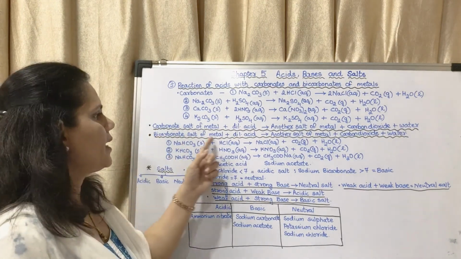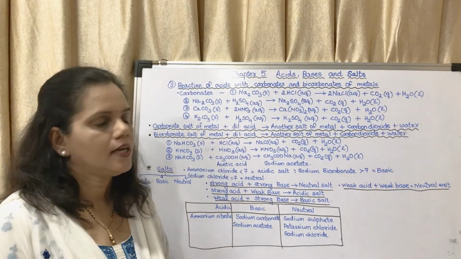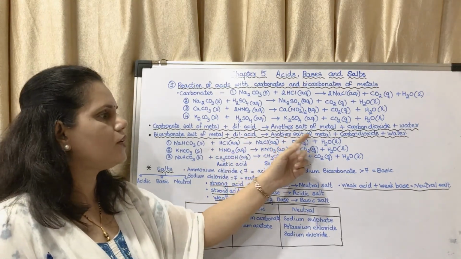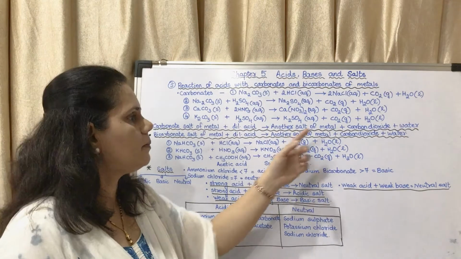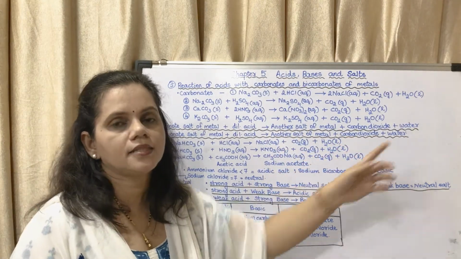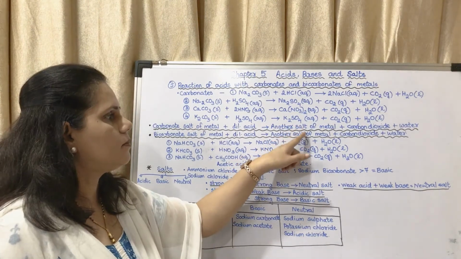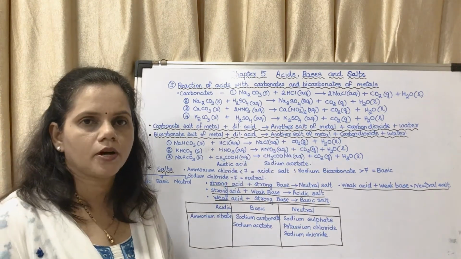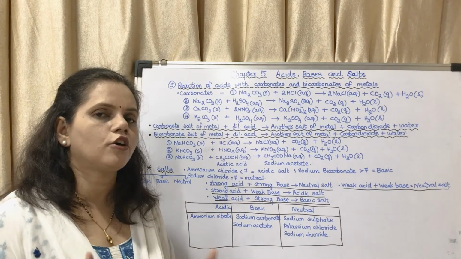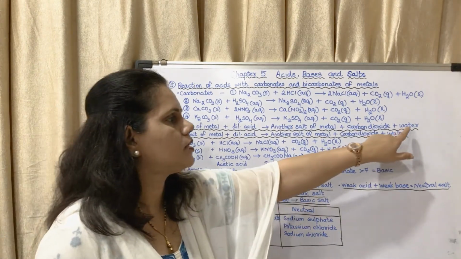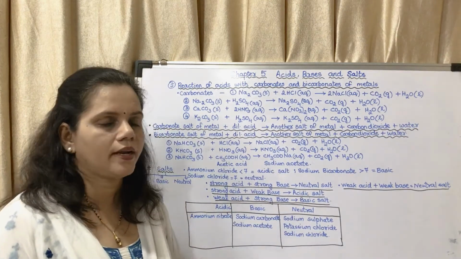Next is bicarbonate plus acid. Now, bicarbonate salt of the metal plus dilute acid will give you another salt of the metal plus carbon dioxide plus water. In both cases you may see the products are the same. Another salt of the metal plus carbon dioxide plus water. In your textbook they haven't written this water, I think you may write it.